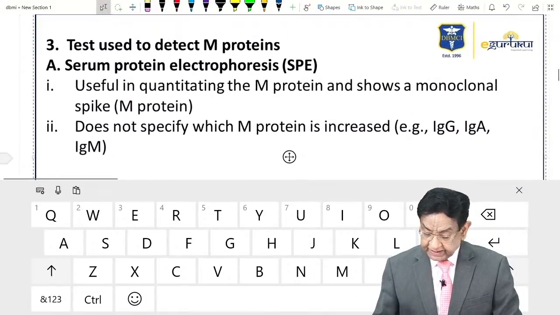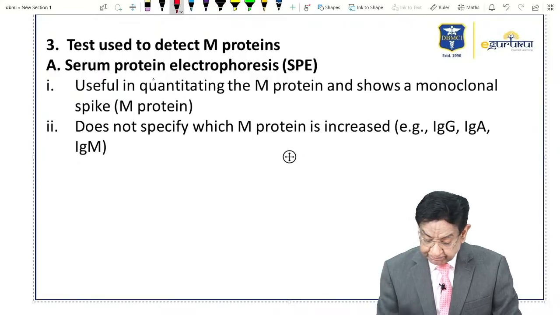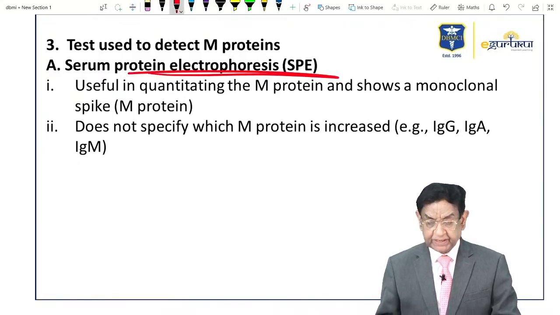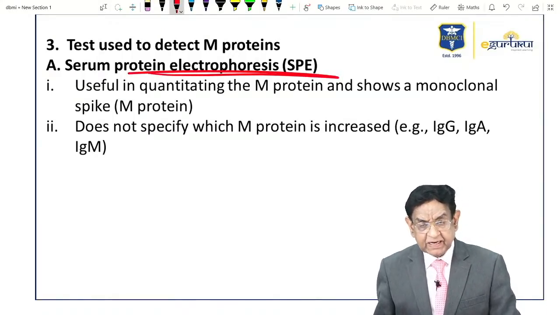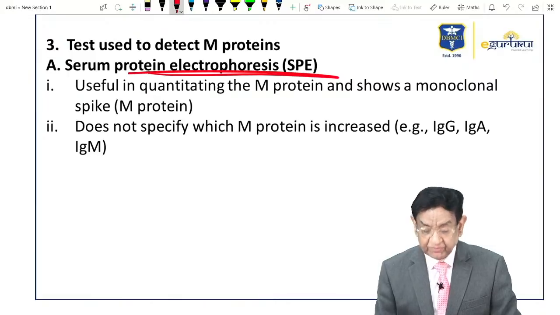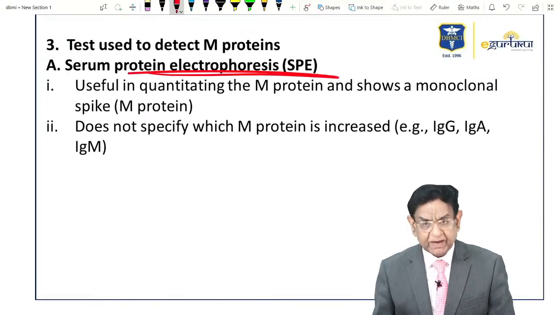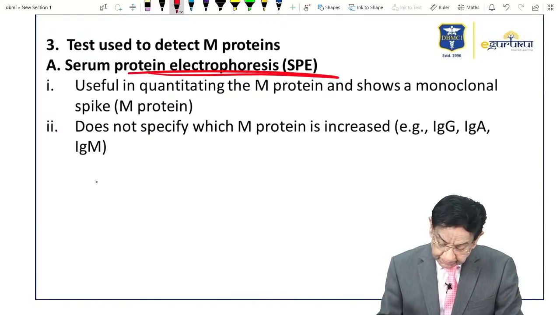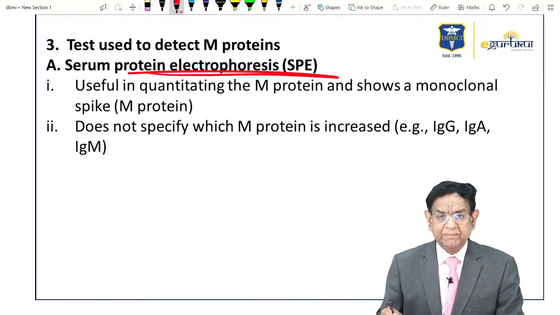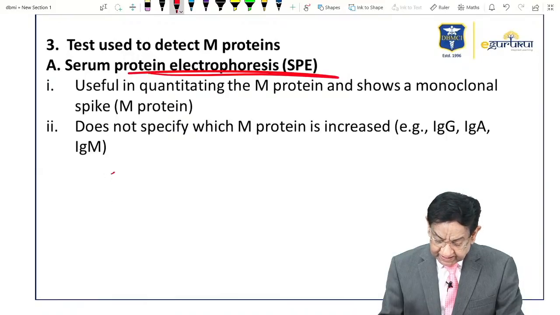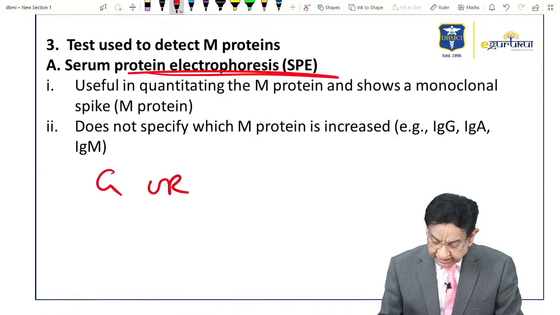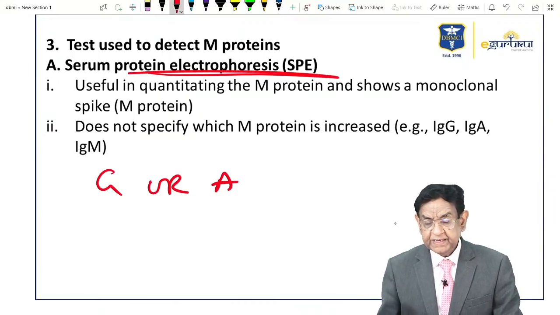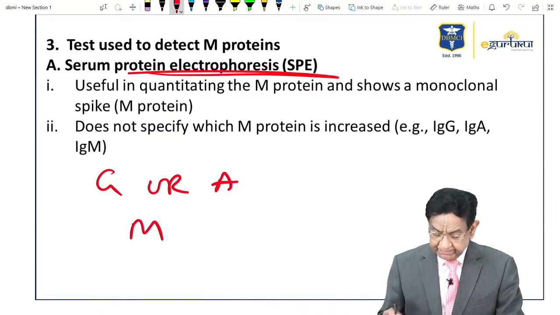And the test to detect the M protein, we do serum protein electrophoresis, the point I mentioned in the previous slide also. You find increased level of IgG or IgA. Again a confusion, one point which we are not clear. In multiple myeloma, there is increased level of either IgG or IgA. In Waldenstrom, IgM is increased.